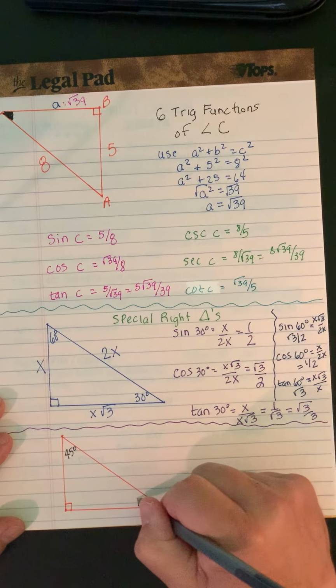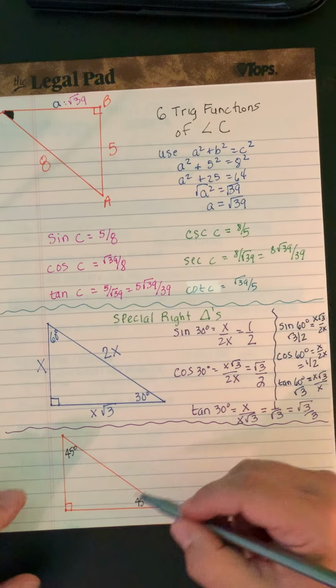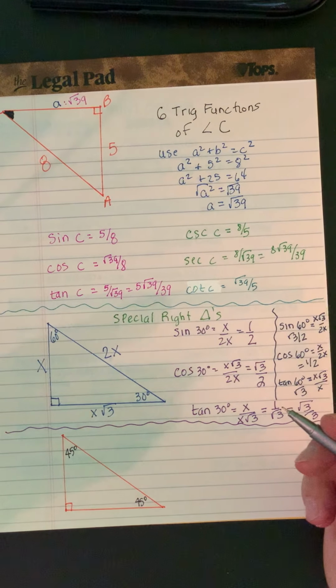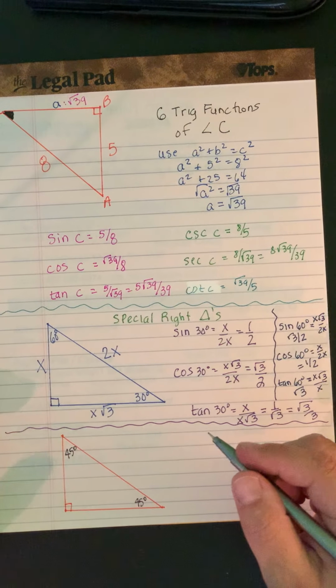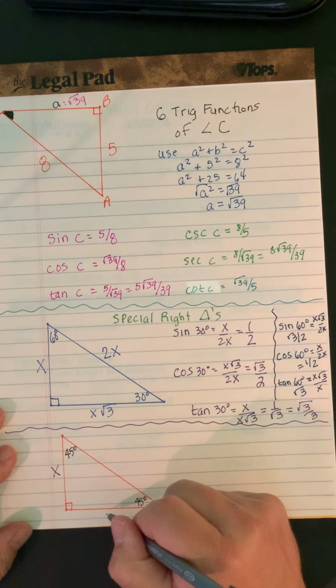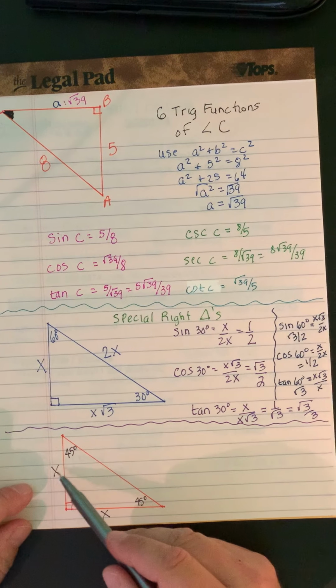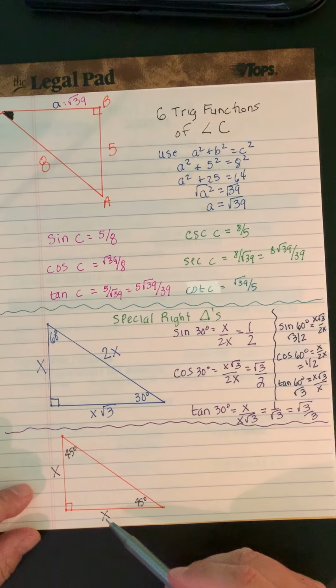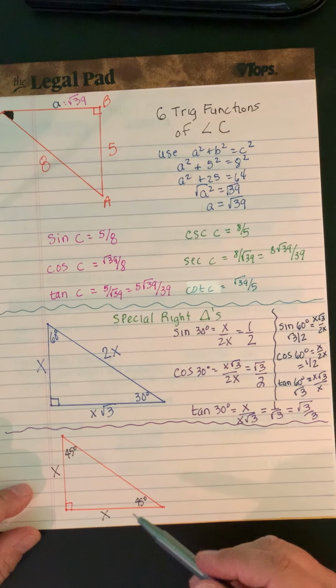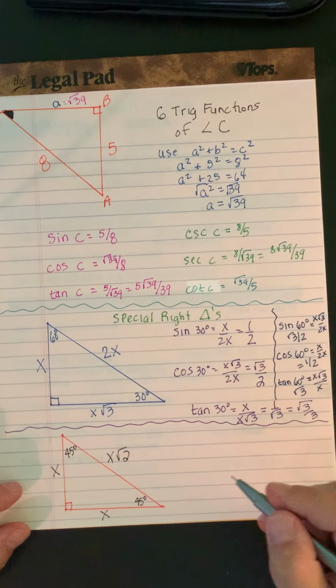45, 90, okay? Now, I know they don't look the same, but you know what? You don't go by looks. I've told you guys that a lot. All right, so again, if this is x, this has to be x. Then if we actually did the Pythagorean Theorem, x squared plus x squared is 2x squared. Square root of 2x squared is x radical 2.